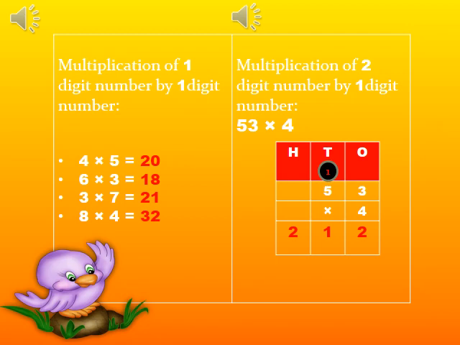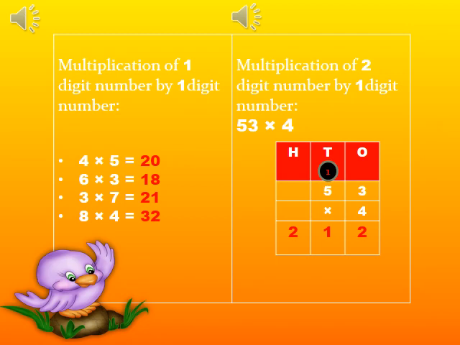Next, multiplication of two digit number by one digit number. Example is 53 into 4. To multiply 53 by 4, we have to arrange the numbers in columns. And same as addition and subtraction, we have to start the multiplication from ones place. Okay, so we have to read the table of 4. First, we read the table of 4 for 3 times as 3 is at ones place.